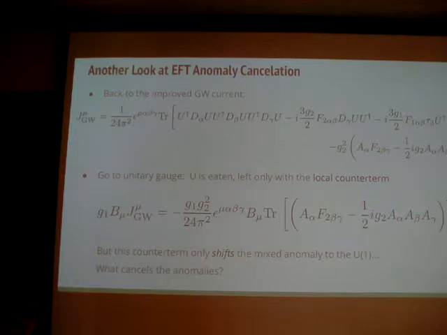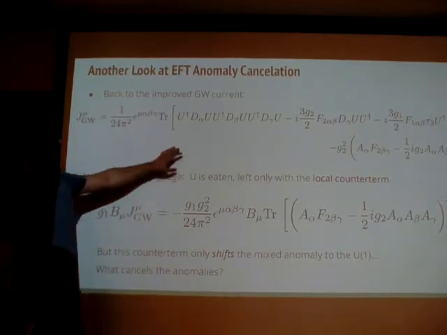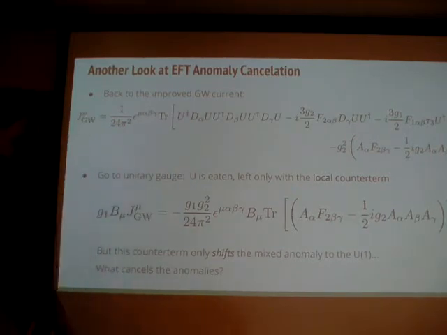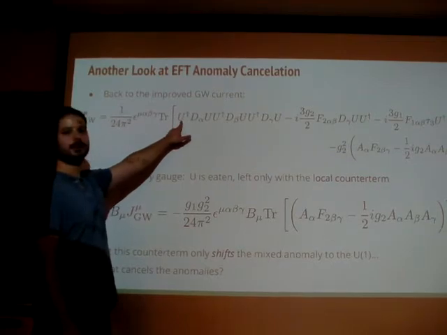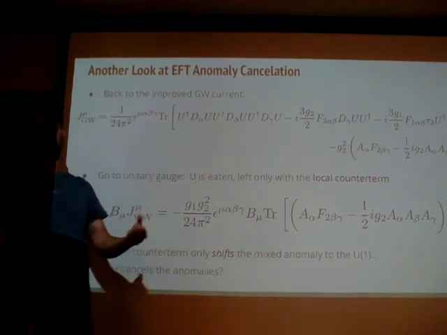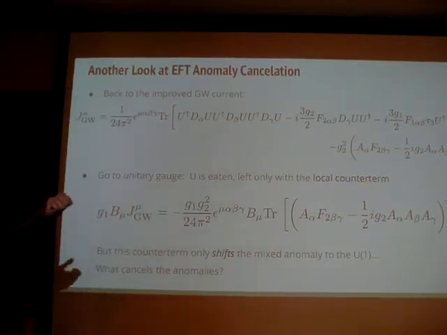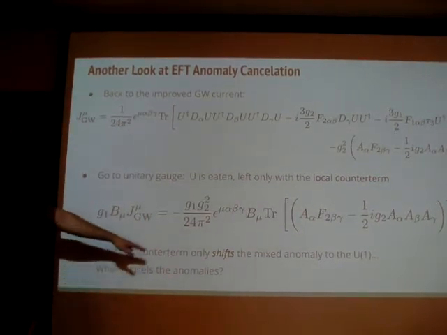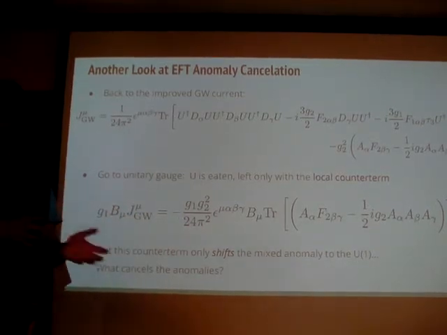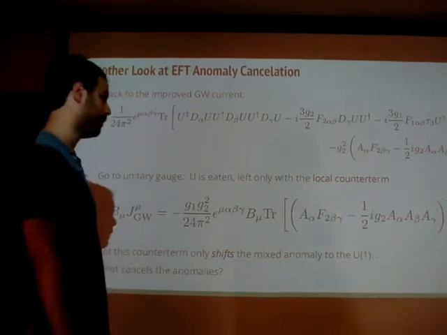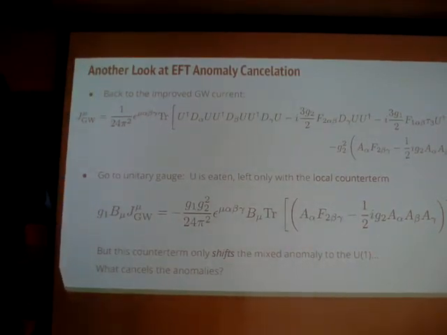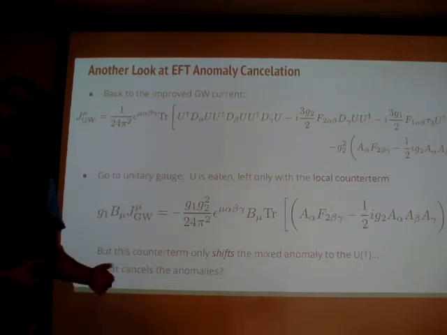Okay. So let's have another look at this Goldstone-Wilczek current that was responsible for anomaly cancellation. We had the local counterterm, and we had these terms which were actually important to cancel the anomalies. But if we go to unitary gauge, everything that has U is eaten, right? So exactly the terms that I said were crucial and important to canceling the anomaly are not there anymore in the unitary gauge. They go away. And we're only left with the local counterterm whose job is to move the anomaly from one place to another, but not cancel the anomaly altogether. So what happened here? Is an anomaly-canceled theory equivalent to a non-anomaly-canceled theory?